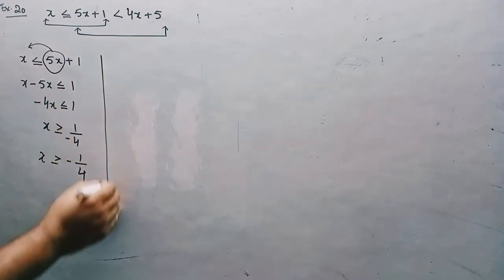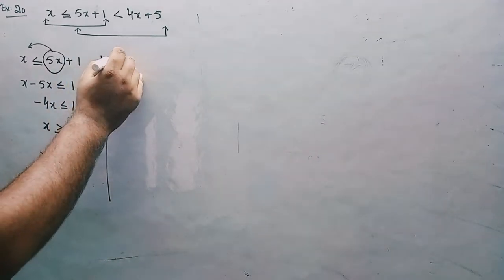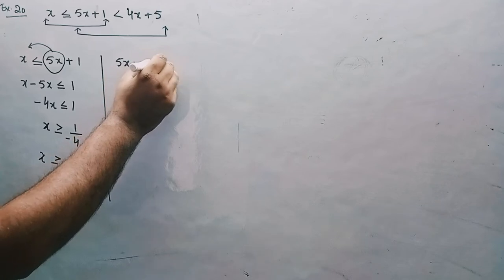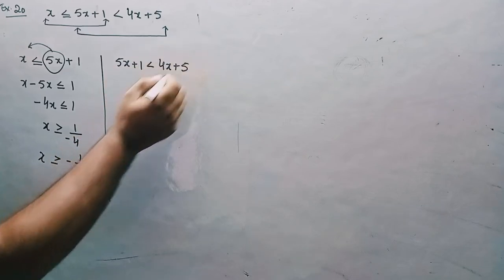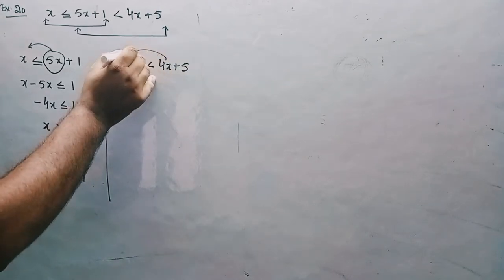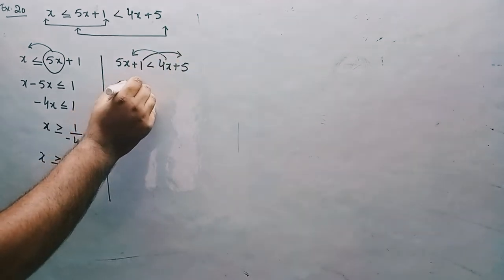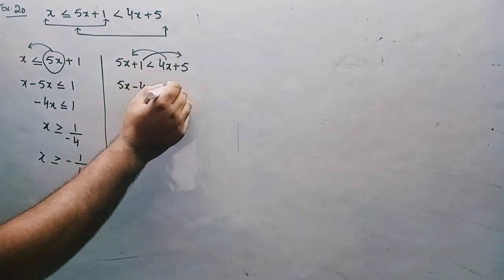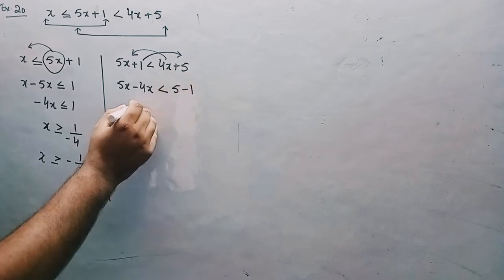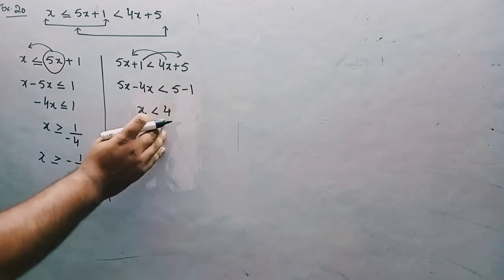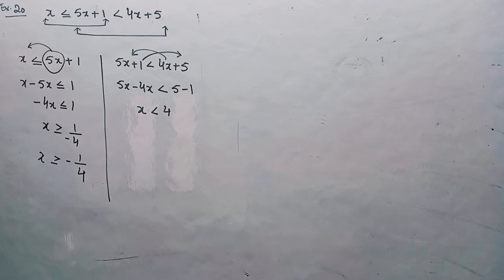Now coming to the second part, I will write 5x plus 1 is less than 4x plus 5. I will do the transposition. 4x को इधर लेके जाता हूँ, 1 को इधर लेके जाता हूँ. It will become 5x minus 4x is less than 5 minus 1. It is x is less than 4. This is the answer here. This is the solution of the inequality.